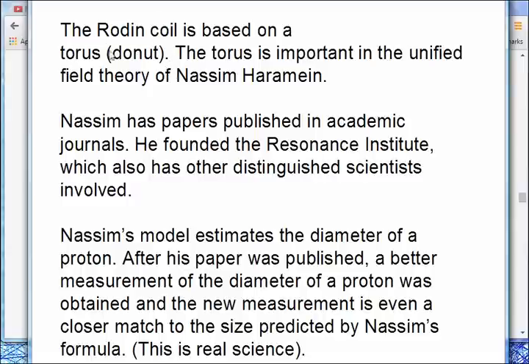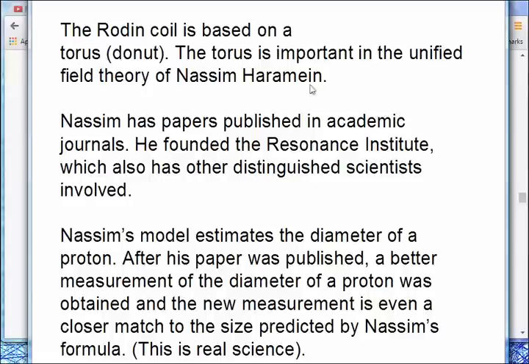Okay, well that's pretty wild, except for the fact they make these little coils. You can see hundreds of YouTube videos on Rodin coils and people making them and claiming their lights are going on and all this stuff. So that's pretty cool, and we'll see if it really holds up. A lot of scientists are extremely skeptical and think it's not real, but we'll find out as more work is done. But here's something interesting as well. This torus shape, the donut, and its ability to create huge amounts of energy is part of the unified field theory of Nassim Haramein. Now that is cool.